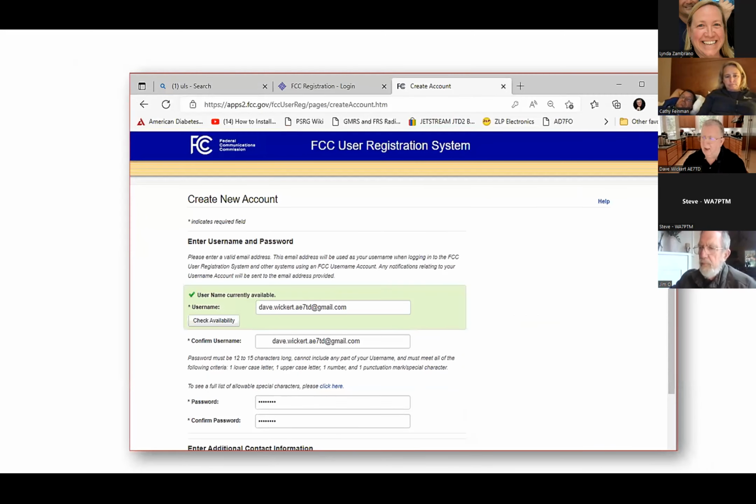And when you do that, they basically ask you for a username, which must be an email address. The FCC is going to use that email address for all communications. So you register an email address and you give it a password. Make sure you remember that password because the FCC does not make it easy for you to change it later on. So please remember your password and put it in some place that you can easily remember.